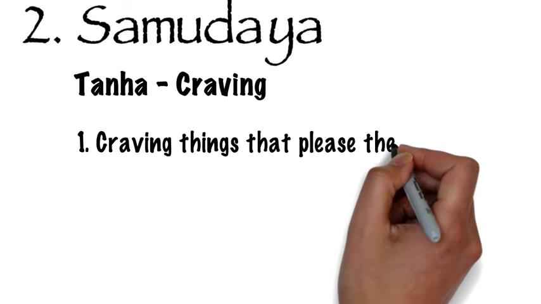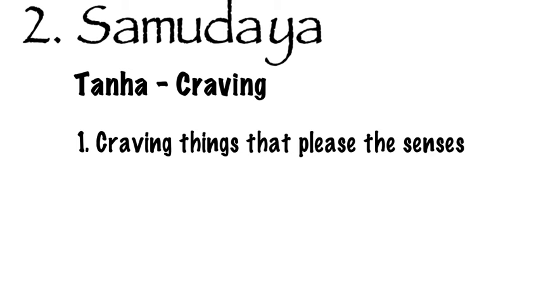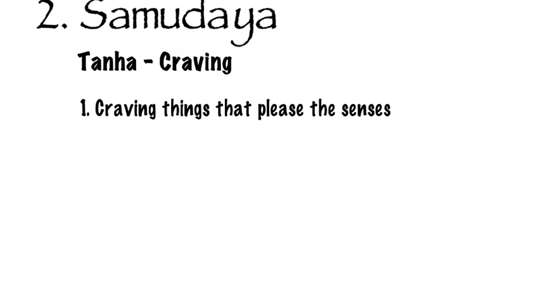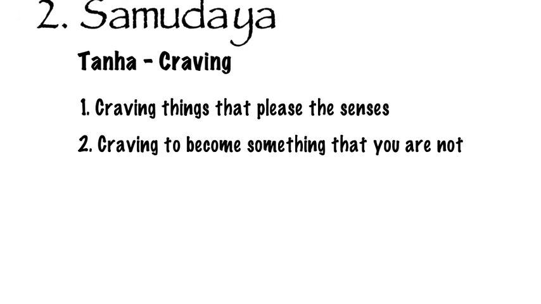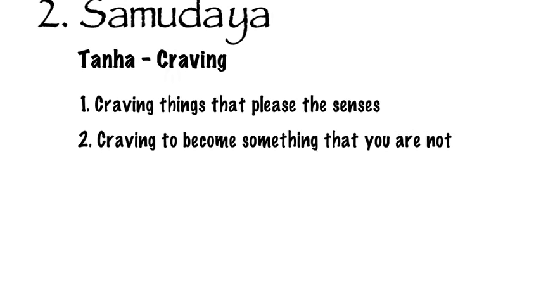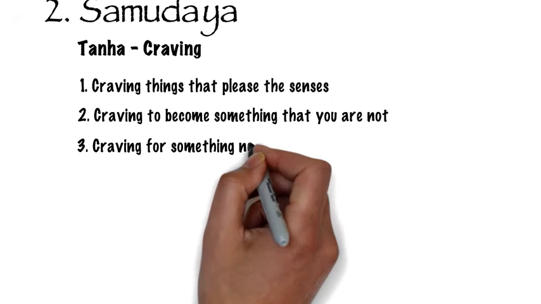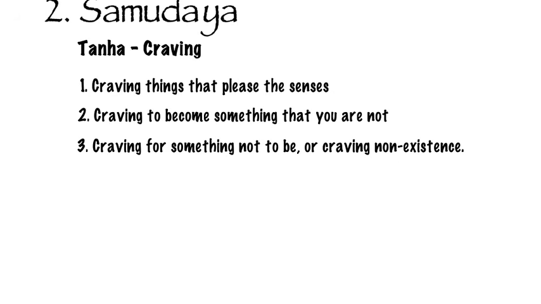Firstly, craving things that please the senses, such as beautiful sights, pleasant smells, or tasty food, such as chocolate. Secondly, craving to become something that you are not, such as craving to become rich or famous. And thirdly, craving for something not to be, or craving non-existence. This refers to when you want to get rid of something or stop it from happening anymore, such as not wanting to feel embarrassed after making a mistake, or not wanting to feel pain after twisting an ankle.